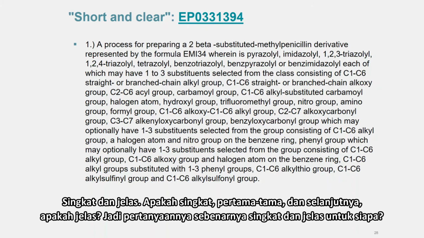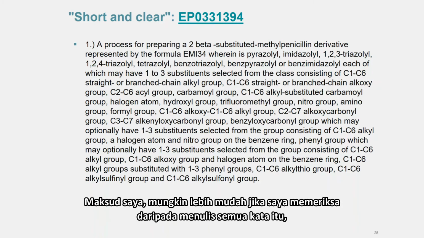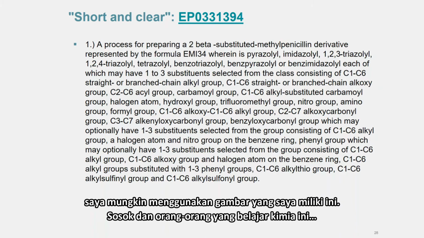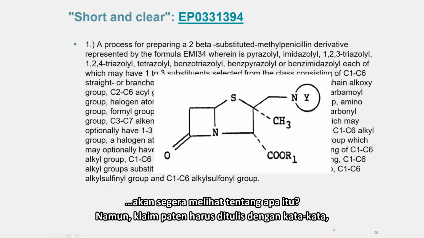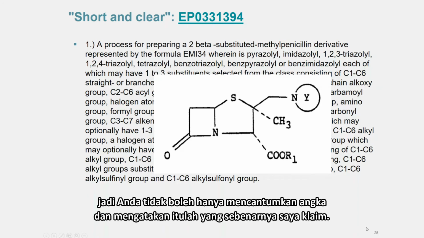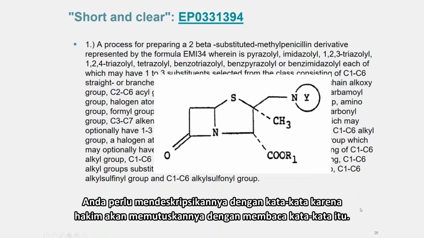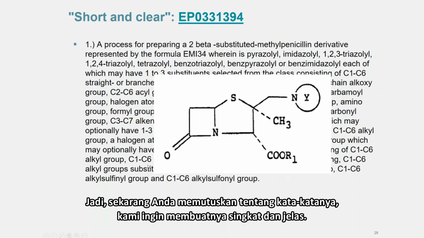So the question is actually, short and clear for whom? I mean, it might be easier if, instead of writing all those words, I use just this figure. I have this figure, and people who studied chemistry would see immediately what it is about. However, a patent claim has to be written in words. So you cannot put just a figure and say that is actually what I claim. You need to describe it in words because a judge would decide about that by reading those words. So now you decided about the words. However, we wanted it to be short and clear.